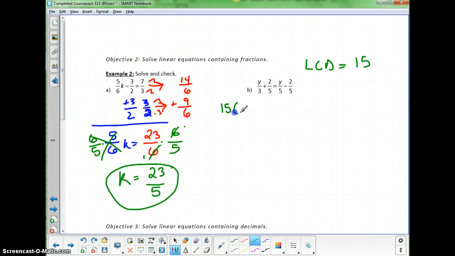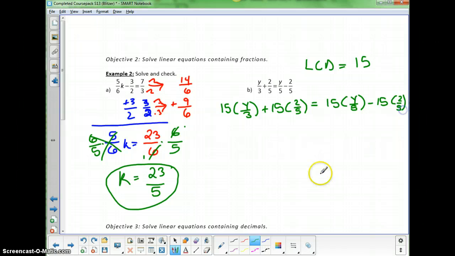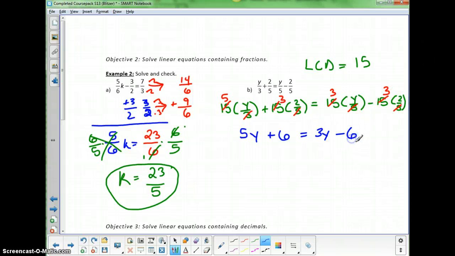So I'm going to take 15 times y over 3 plus 15 times 2 over 5 equals 15 times y over 5 minus 15 times 2 over 5. Now in each of these, 3 goes into 15 5 times, 5 goes into 15 3 times. In each of these, the denominator will simplify out, and I'll get 5y plus 2 times 3 is 6 equals 3y minus 3 times 2 is 6. By multiplying everything by the common denominator, I'm able to reduce this to an equation that does not contain fractions and can be solved like a regular equation.